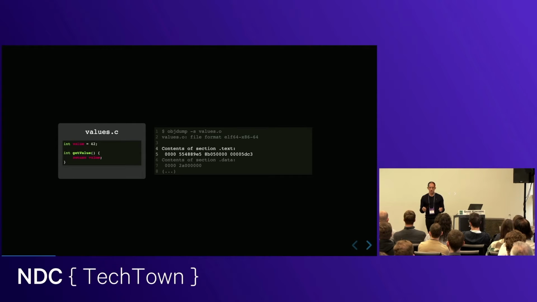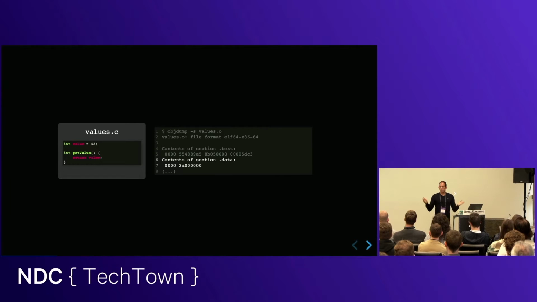So in the text section, you only have these bytes, just the bytes that go on the CPU, and no metadata or anything like that. In the data section, we have this 32-bit value, 2A. 2A is hex for 42. So we have just these 4 bytes for this data. That's all that is in the data section.